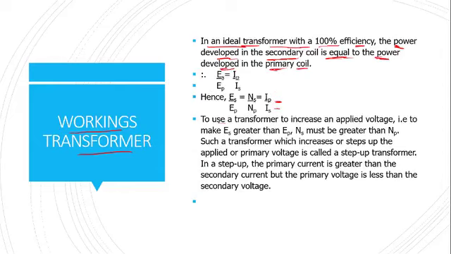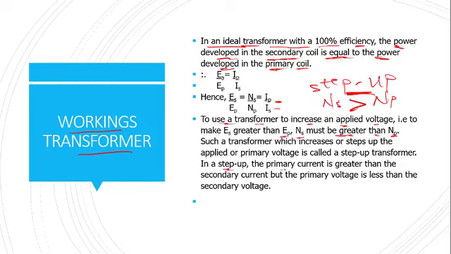Now, to use a transformer to increase an applied voltage, in other words, to make the EMF in the secondary coil greater than the EMF in the primary coil, one thing we need to do is make sure the number of turns in the secondary coil is greater than the number of turns in the primary coil. When such happens, we say that it has turned into what we call a step-up transformer. When the number of turns in the secondary coil is greater than in the primary coil, the transformer is able to amplify or increase voltage, which results in a step-up transformer.